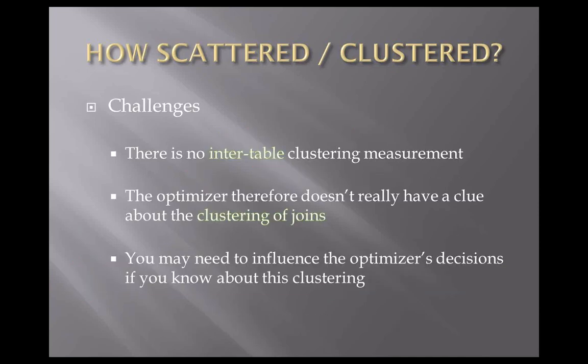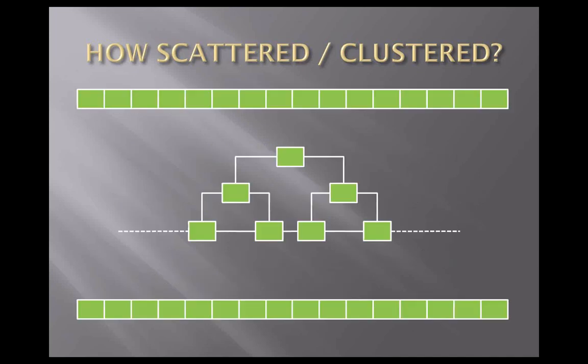The other point that I wanted to make about scattering and clustering is the problem that the optimizer doesn't have really a clue about what is the clustering if you join tables. So if you have a small job approach where you join tables in a loop, then the optimizer doesn't really know how good these intertable clustering looks like. And this is what we have seen before, the nested loop join.